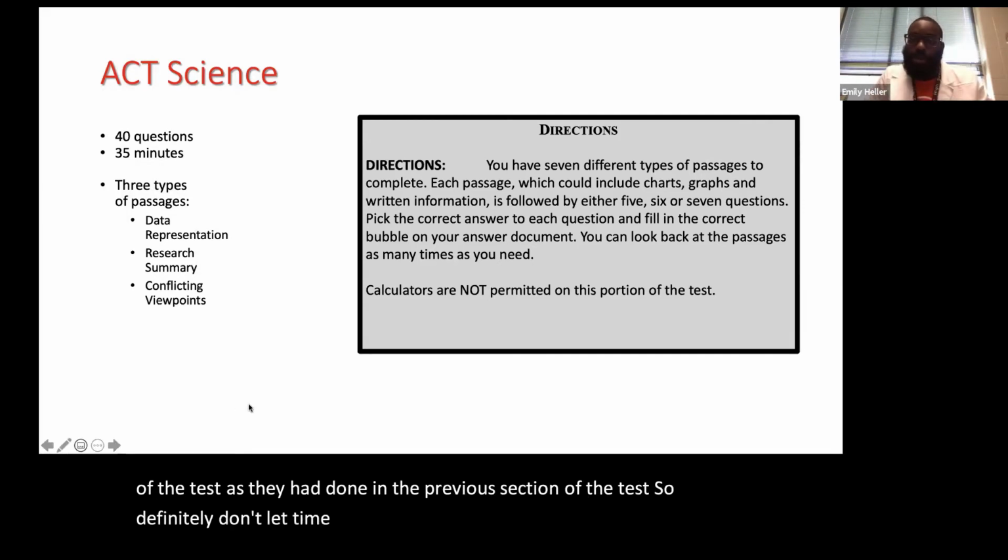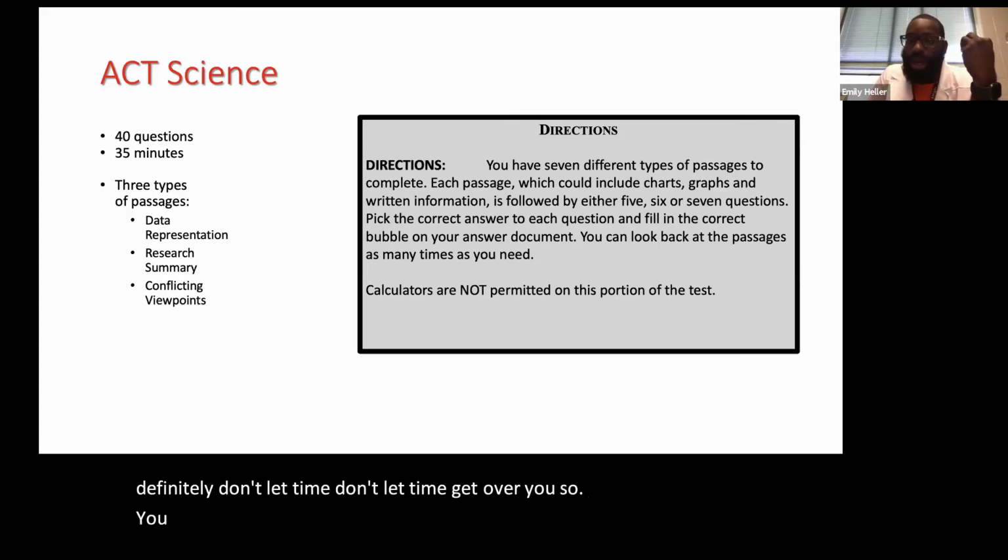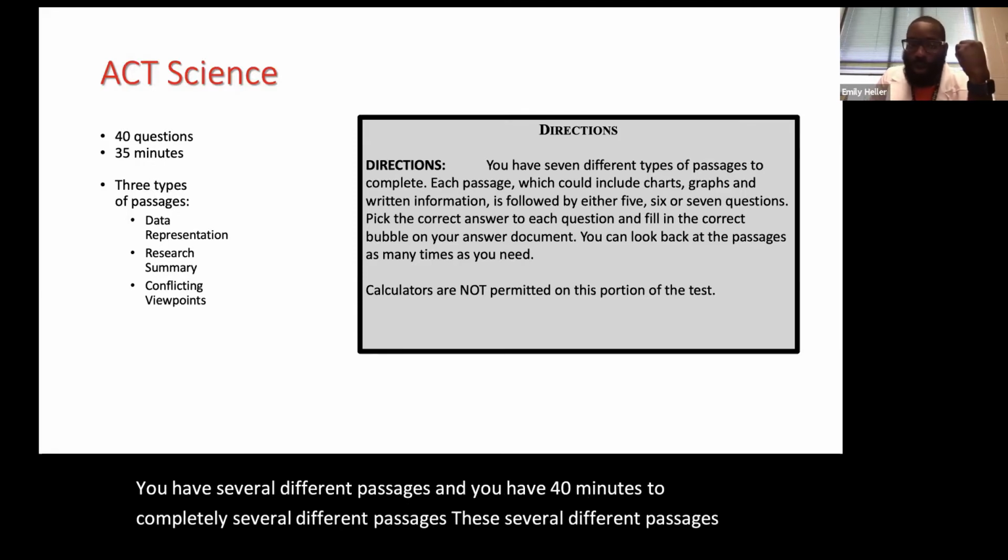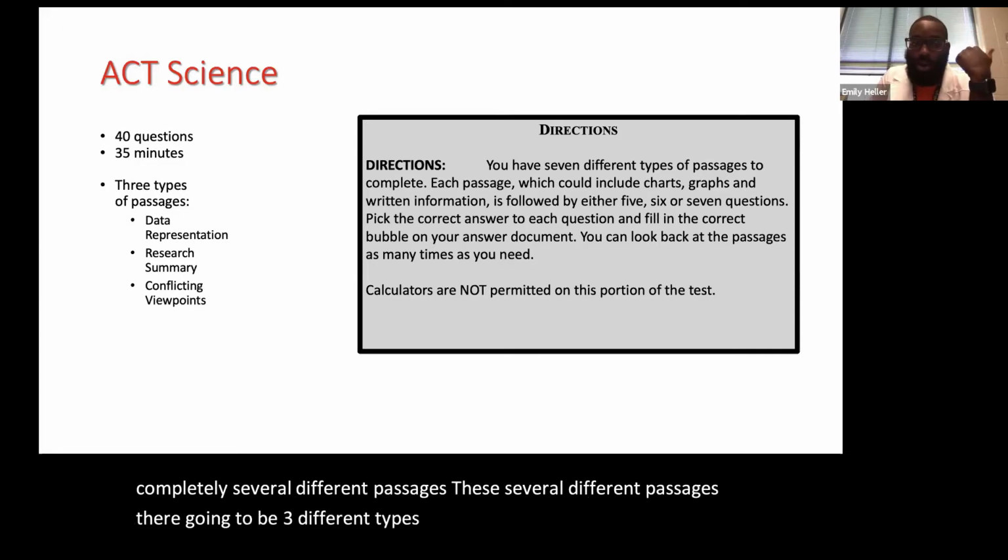get over you. So, you'll have 7 different passages and you'll have 40 minutes to complete these 7 different passages. And of these passages, they're going to be 3 different types: data representation, research summary, and conflicting viewpoints.